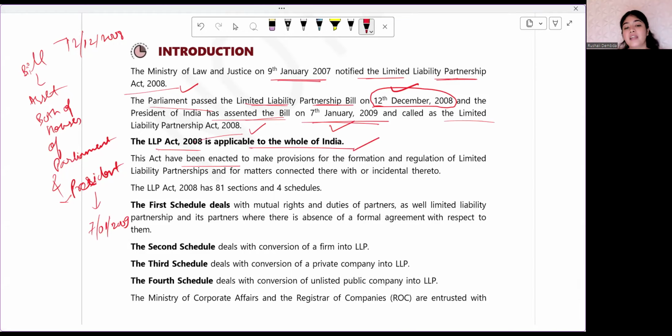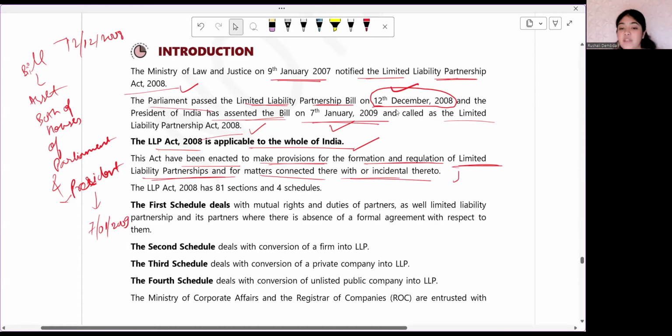It has been enacted to make provisions for the formation and regulation of limited liability partnerships. We have seen that in the Partnership Act, the partners' liability is unlimited. If the partners are not able to repay all the liabilities that are due from the firm's assets, partners may have to bring their own money. But in limited liability, what will happen? They will have a limited scope of liability. They will not have to bring money from their home to repay the firm's debts. And for matters connected therewith or incidental thereto.